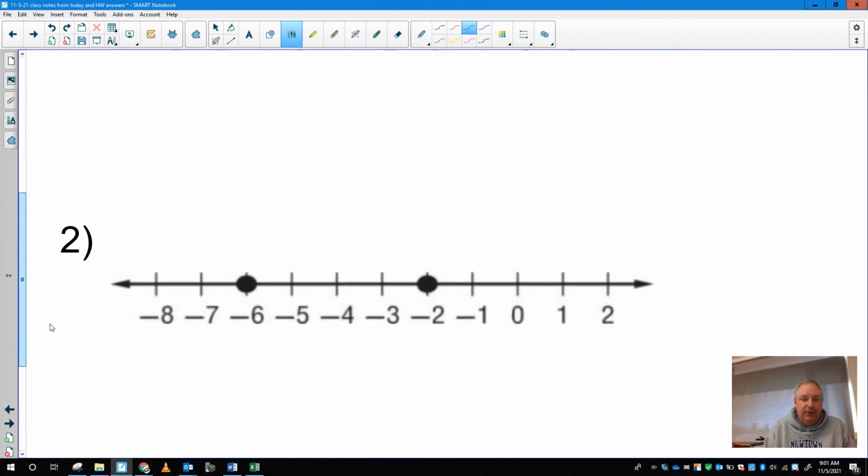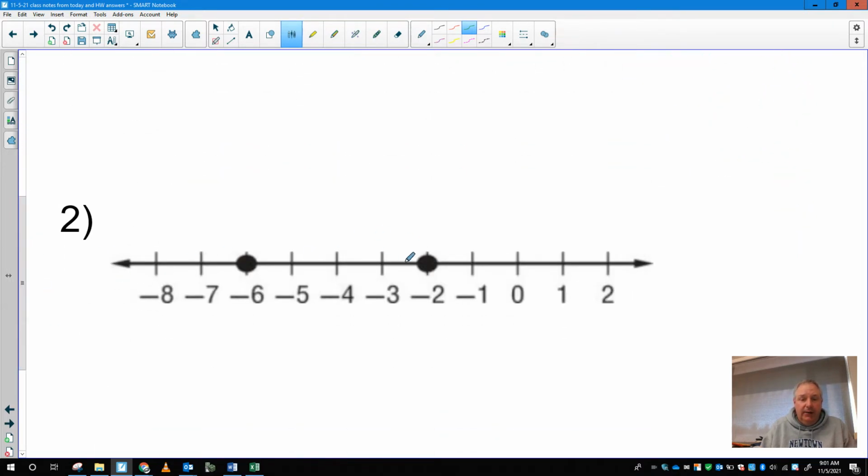Let's just look at number 2 and do the same thing. How far apart are these 2 numbers? I would just do -2 minus -6, which gives me -2 plus 6, which gives me 4. Again, clearly I can just count 1, 2, 3, 4, but we want to understand if the numbers are further apart. I don't want to just count.